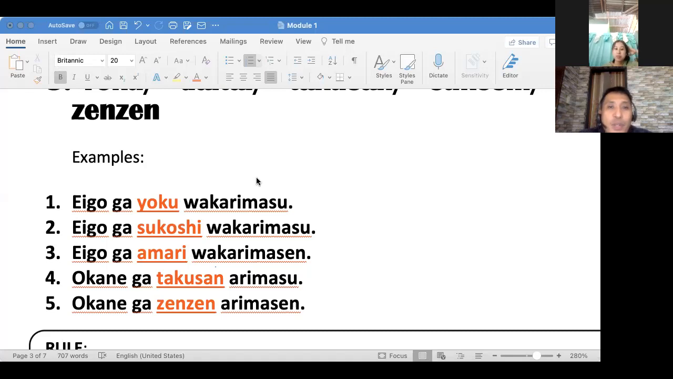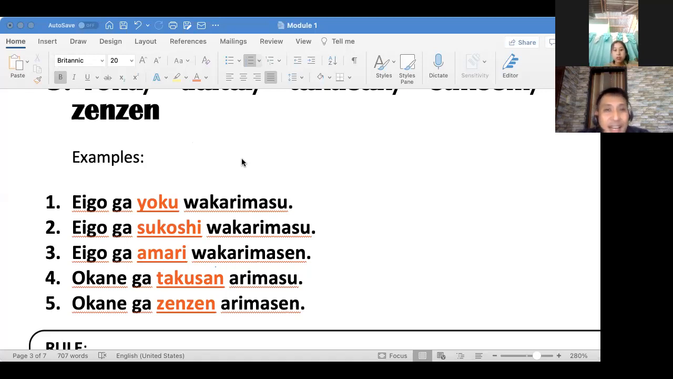Pwedeng i-type yung sagot sa chat box. Pwede ring sabihin directly. Okane ga arimasu ka? If you want to answer, okane ga arimasu ka? So dapat yung ka kasi tanong yun, so wag yung sagutin ng tanong din. Okane ga arimasu ka? Dapat yung sagot arimasu lang siya.